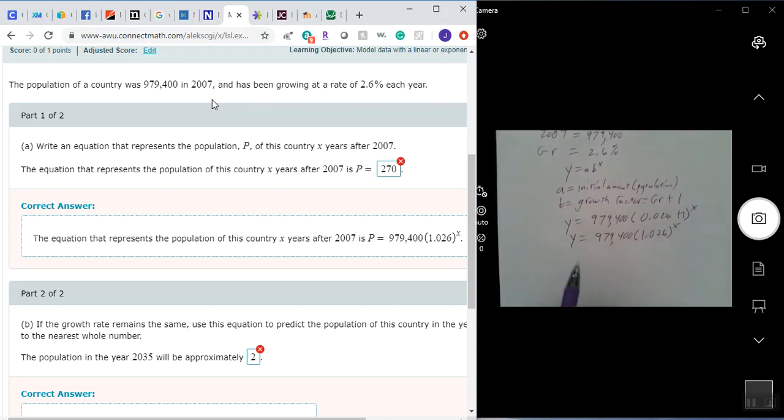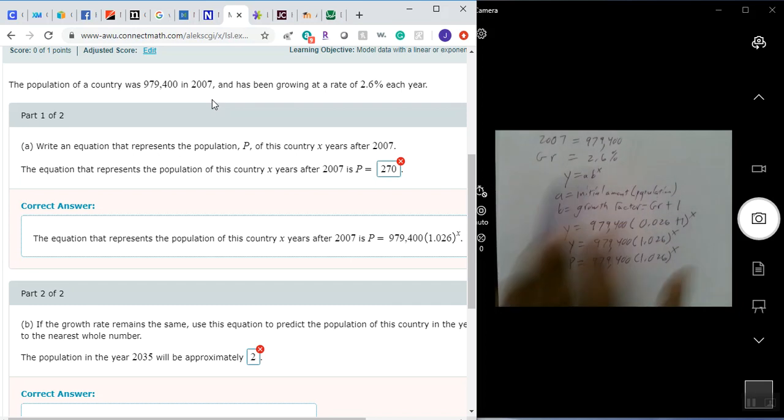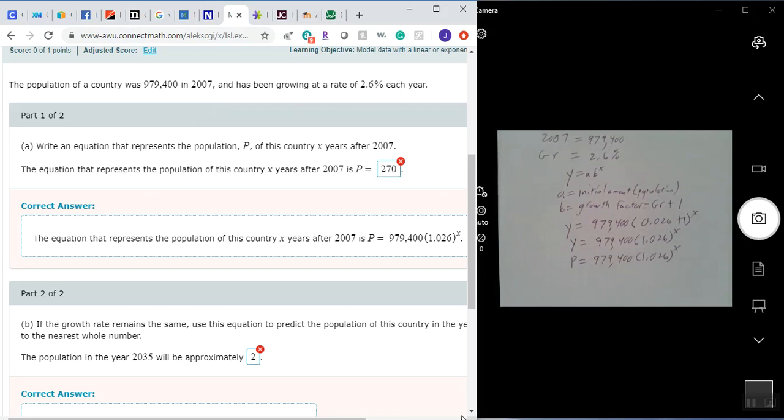Now, they wanted this written in terms of P, so the only other thing that would change here is P is really the y. So we'll replace y with P, even though that was given to you. So here's the answer for problem 3, part 1. Now, part 1A, I should say.